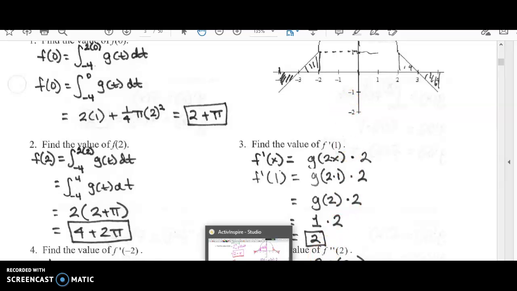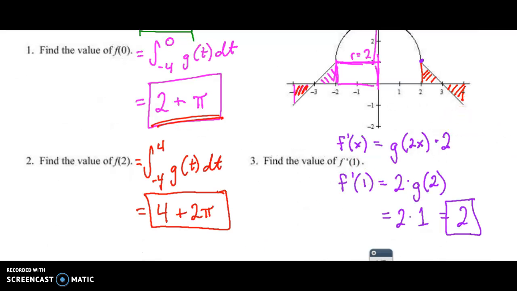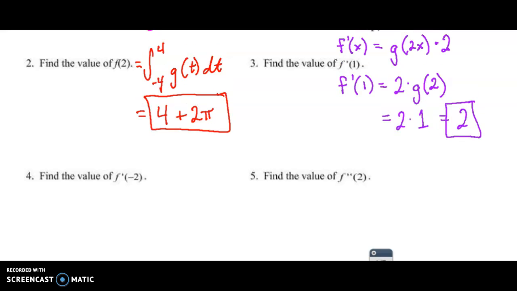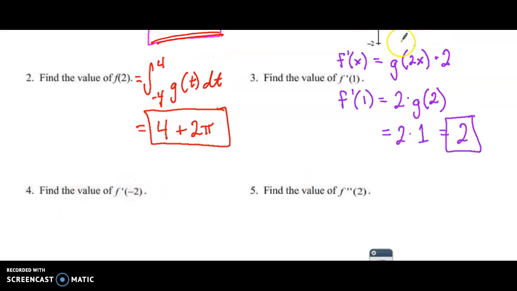So feel free to pause the video, and I'm going to go back to my notes and how I would do this. So if I did the same thing with f prime of negative 2, well, I already came up with the equation right here. So I just have to think, okay, well, f prime of negative 2, that's going to equal 2 times g of 2 times negative 2.